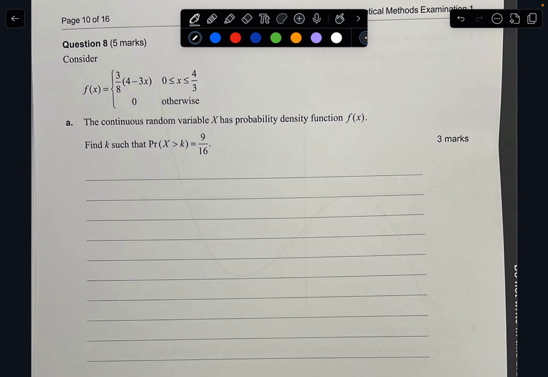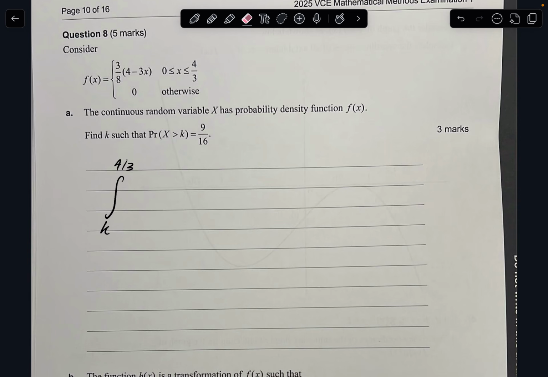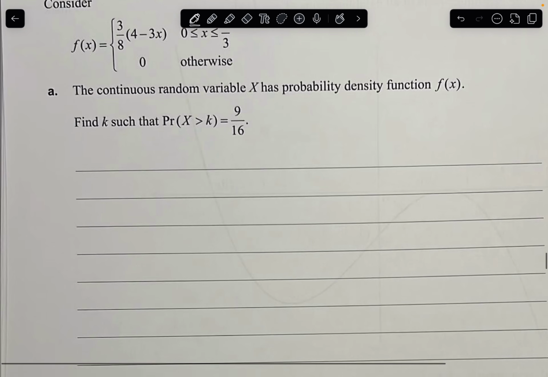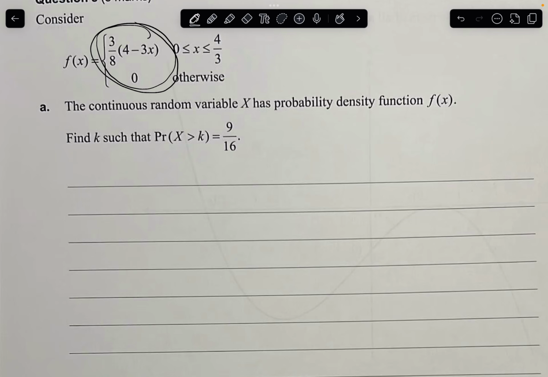This continuous random variable x has a probability density function f of x. Find k such that the probability that x is greater than k is equal to 9 on 16. So the integral from k up until 4 on 3 of... I probably wouldn't use an integral for this because this is a straight line. So you can probably use a triangle or trapezium.